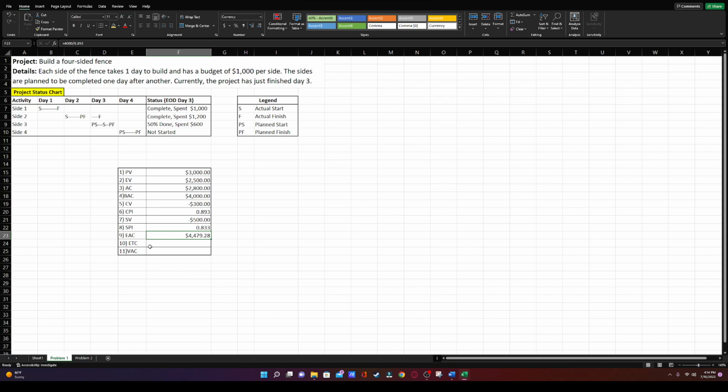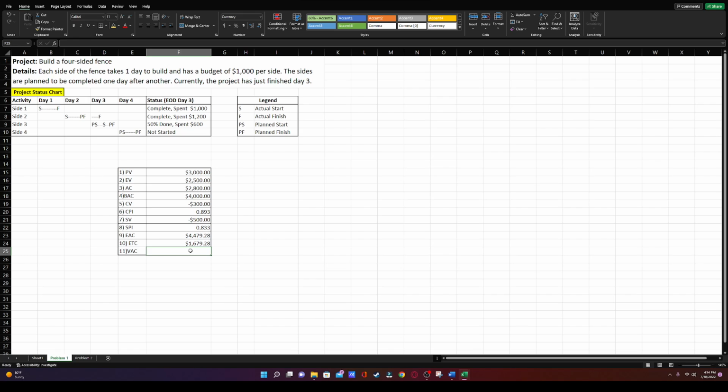Estimate to completion, which is ETC, is similar to that, which is just going to be our EAC minus our actual cost. So this is again building off on our EAC here and our AC to get the remaining difference of what we would need to finish the budget or the project rather. So $4,479.28 minus our actual cost of $2,800. All right, estimate to complete is $1,679.28. So that's how much we're saying we'll need to complete the remainder of the project.